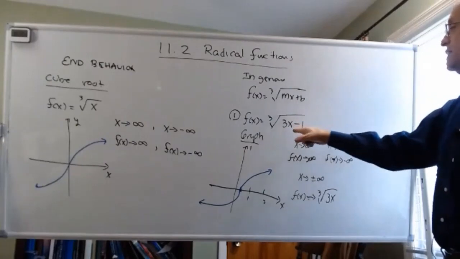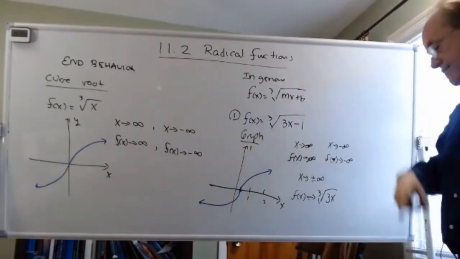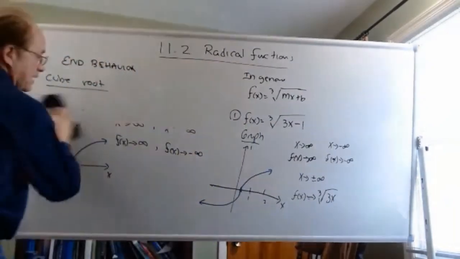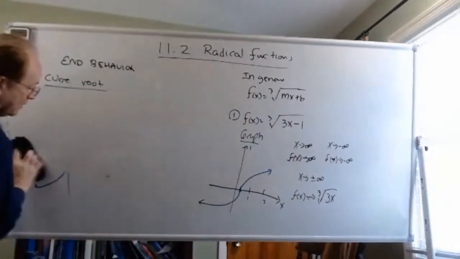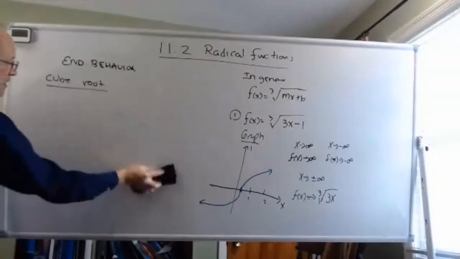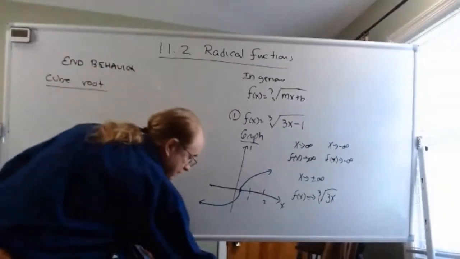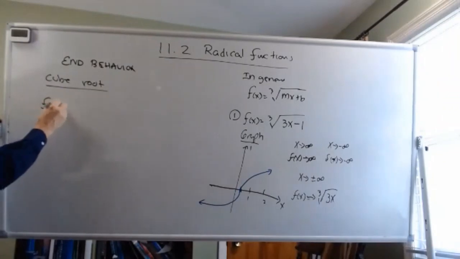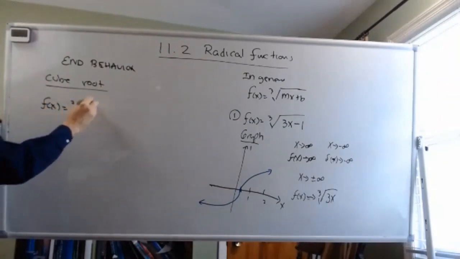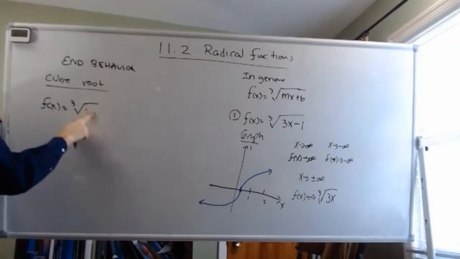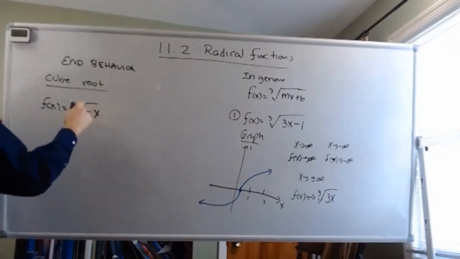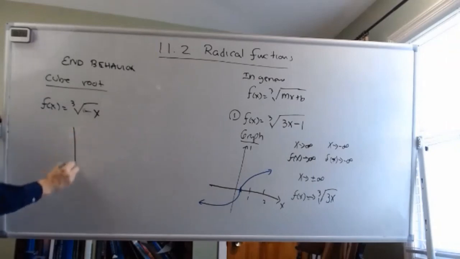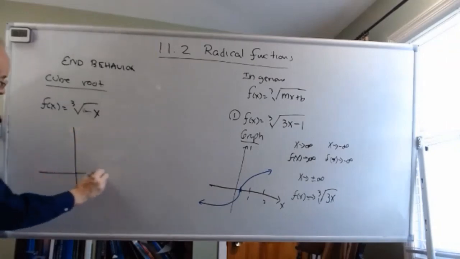Now, what happens if the m is negative? Let's take a look at that. Let's stay with the cube root. But now, what happens if I take f of x equal to the cube root of negative x? And then I'll look at it more generally. Well, what happens here? What does the graph look like? Well, the graph changes a little bit now.